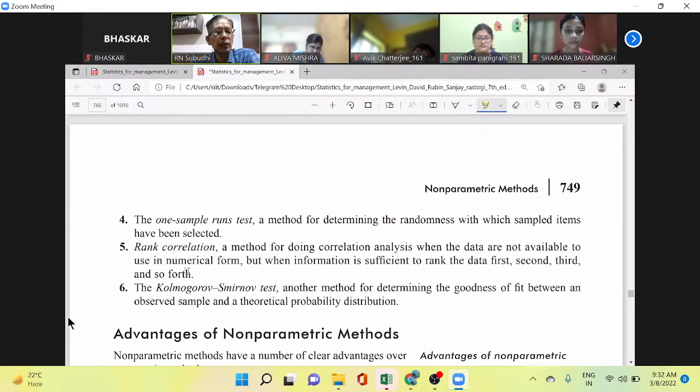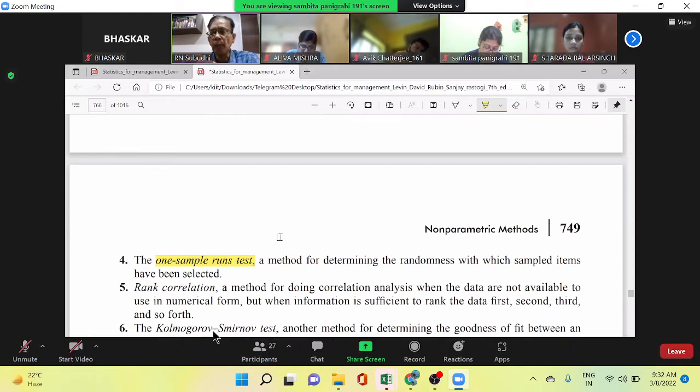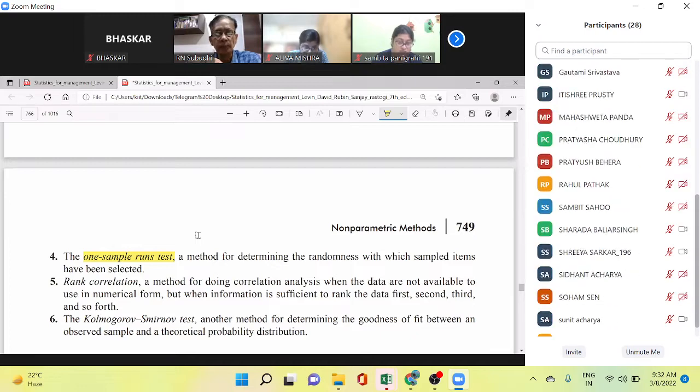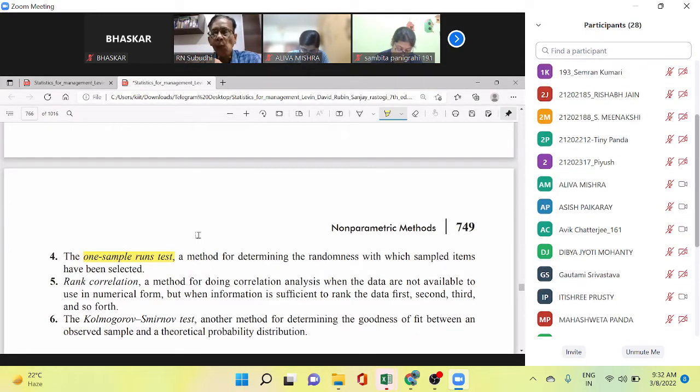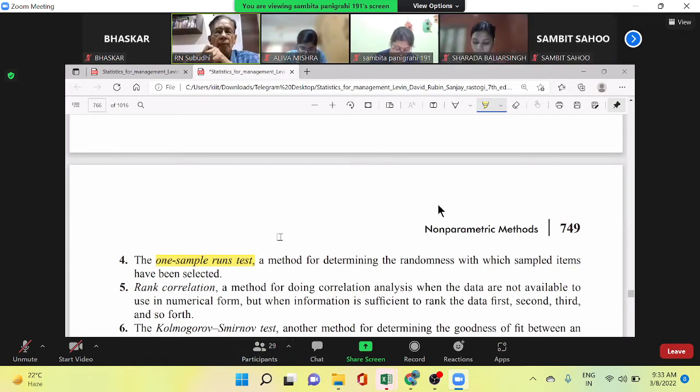One sample round test, serial number 4. Okay, so in this chapter we'll be covering sign test, rank sum test and round test. Remaining not there. Okay, page down.